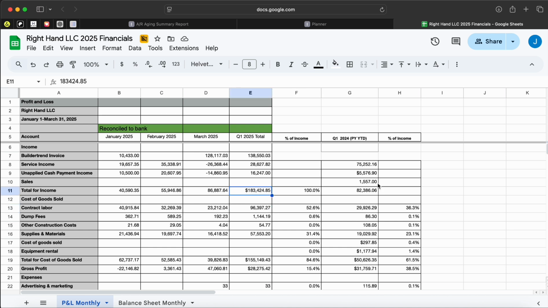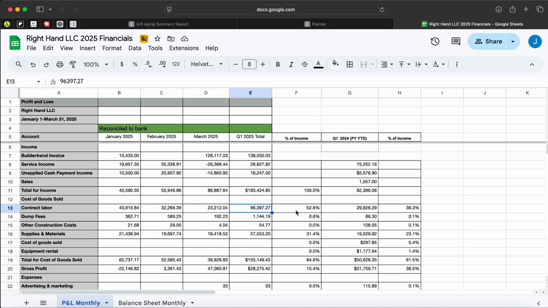The first thing I noted was that sales are up in 2025 over $100,000, which is great news. And then, so you have a total of Q1 sales of $183,000 versus Q1 2024 of $82,000.